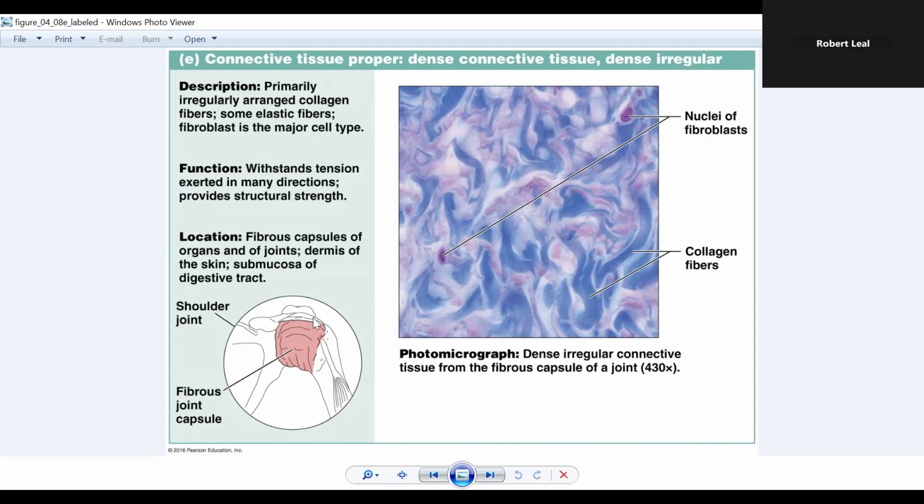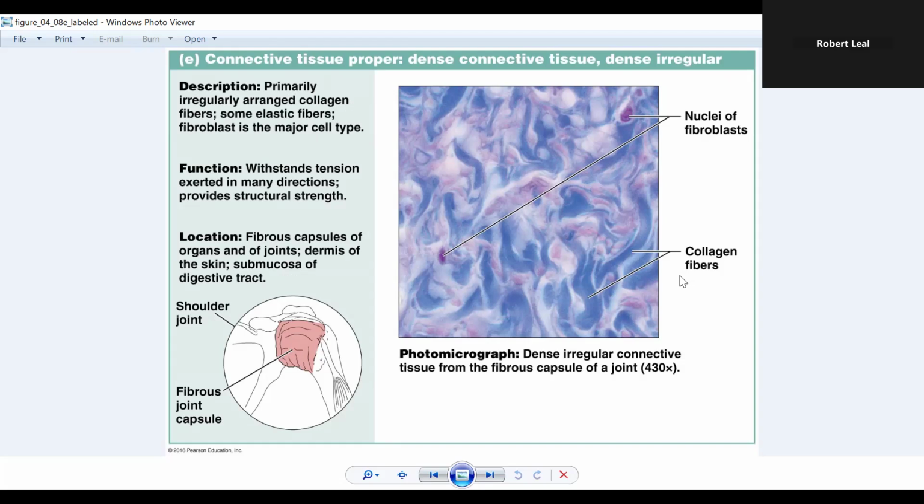And what helps keep it in place is this joint capsule, which is made up of this connective tissue and therefore is properly named dense because it's tightly compact, irregular because the collagen fibers are arranged in many directions. So this is called dense, irregular connective tissue.